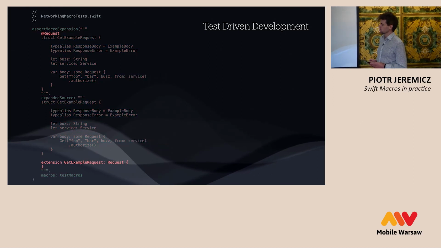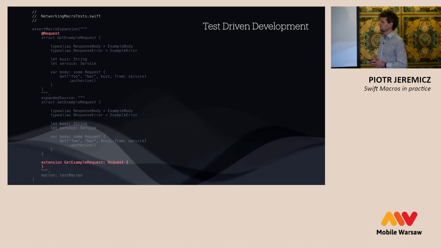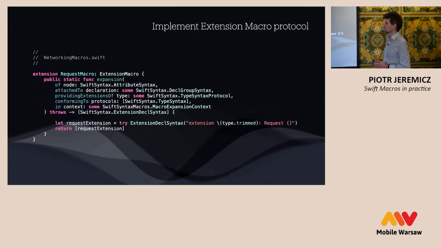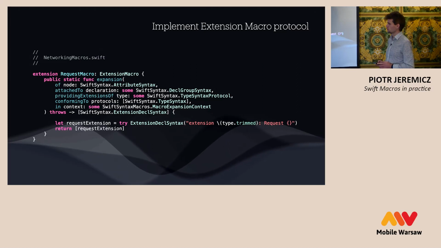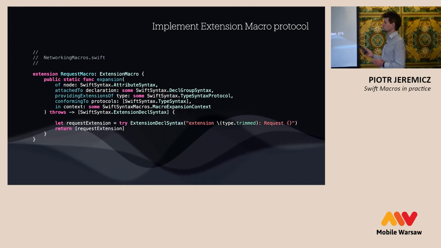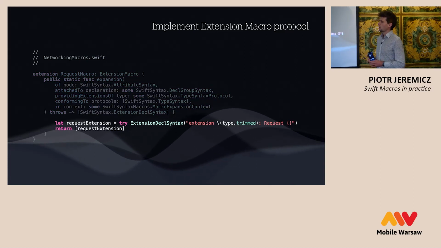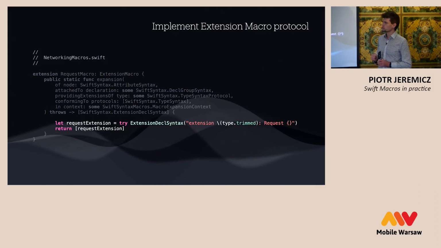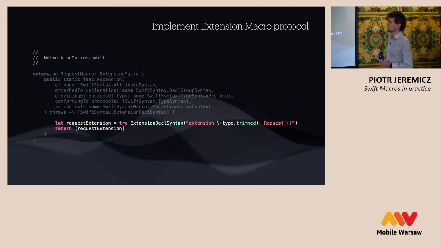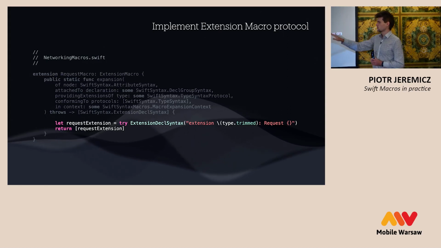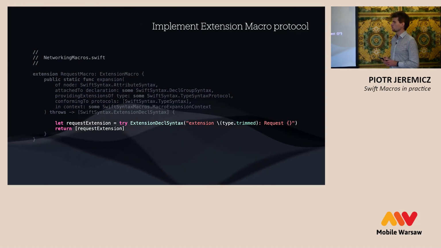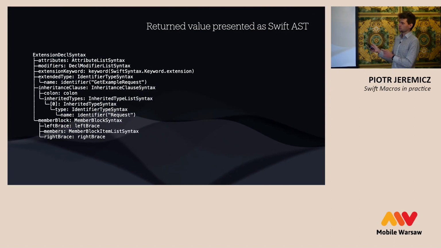So what I've added here is the extension and the definition, and I call the macro request. And we'll go to the macro declaration, and we'll add this attribute that conforms to the request protocol. This is the implementation. The main part of the function is here. Each role of the macro has its own protocol that we should implement in our macro implementation. Here it's easy because we will create the code that is an extension of some type, and we'll add the request protocol to it. So this code that you saw will generate something like that.